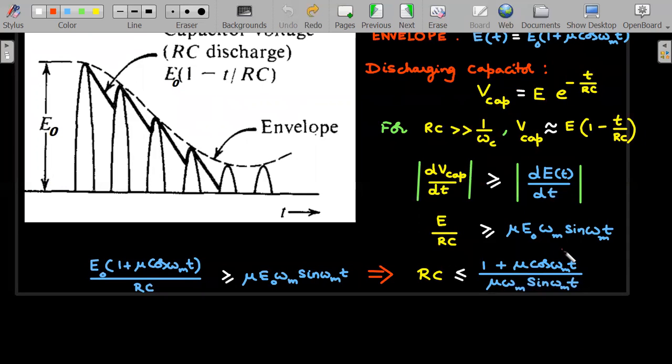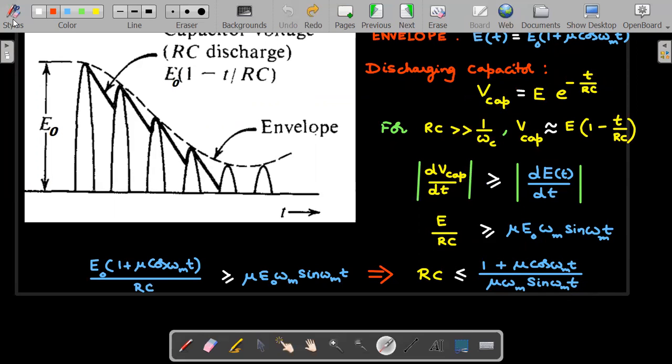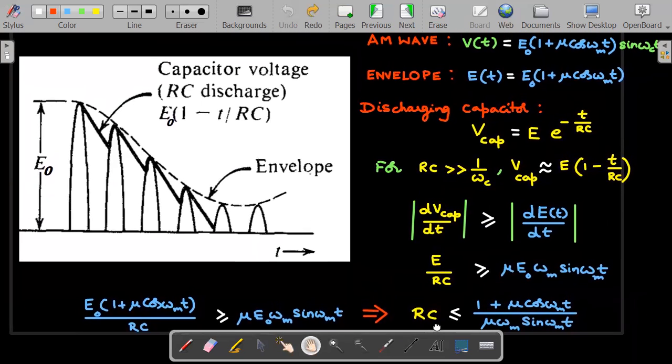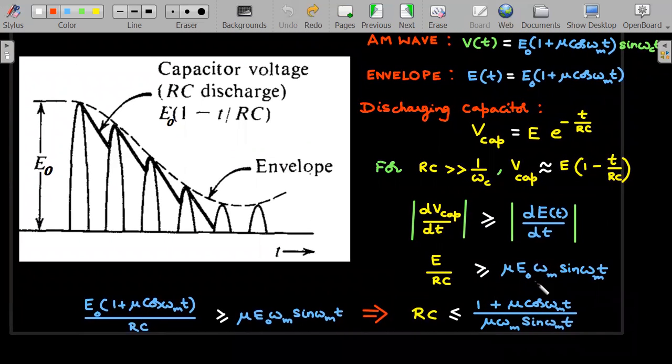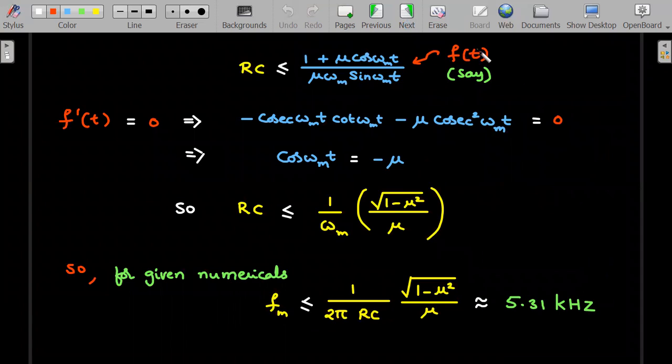It's not yet done, so I need to find the maximum value of this function, so that I can write this one less than or equal to some expression wherein we expect the final term to be what I started out with in the previous slide. Okay, so for this part, if I copy it to the next page here, call this f of t. This f dash t equal to 0 gives me the maximum of this.